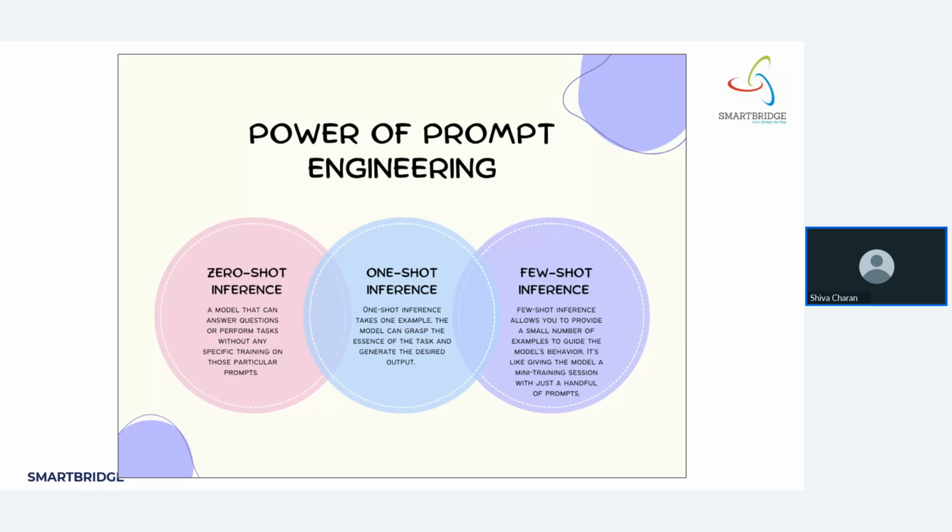So this is very important again. Why exactly is zero shot, one shot, few shot required? It is like giving the model a mini training session on how the output should occur. Okay. So that is why we use few shot, one shot, and zero shot. Hope everyone understood zero shot inference, one shot inference, and few shot inference. Any doubts? Let me know in the Q&A.